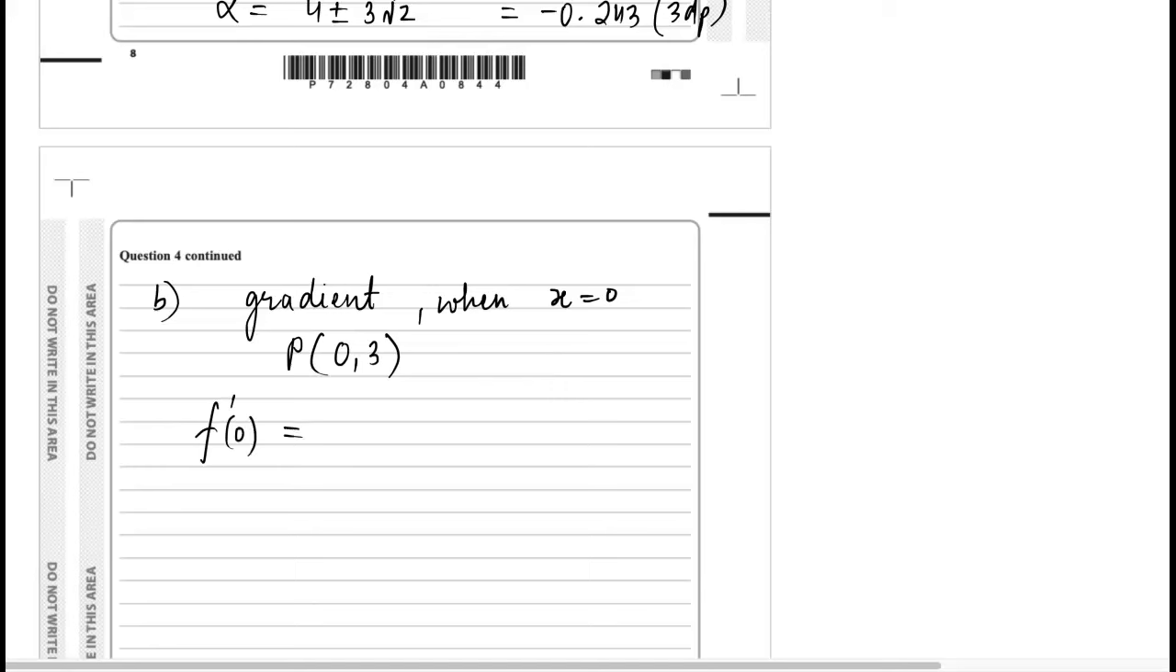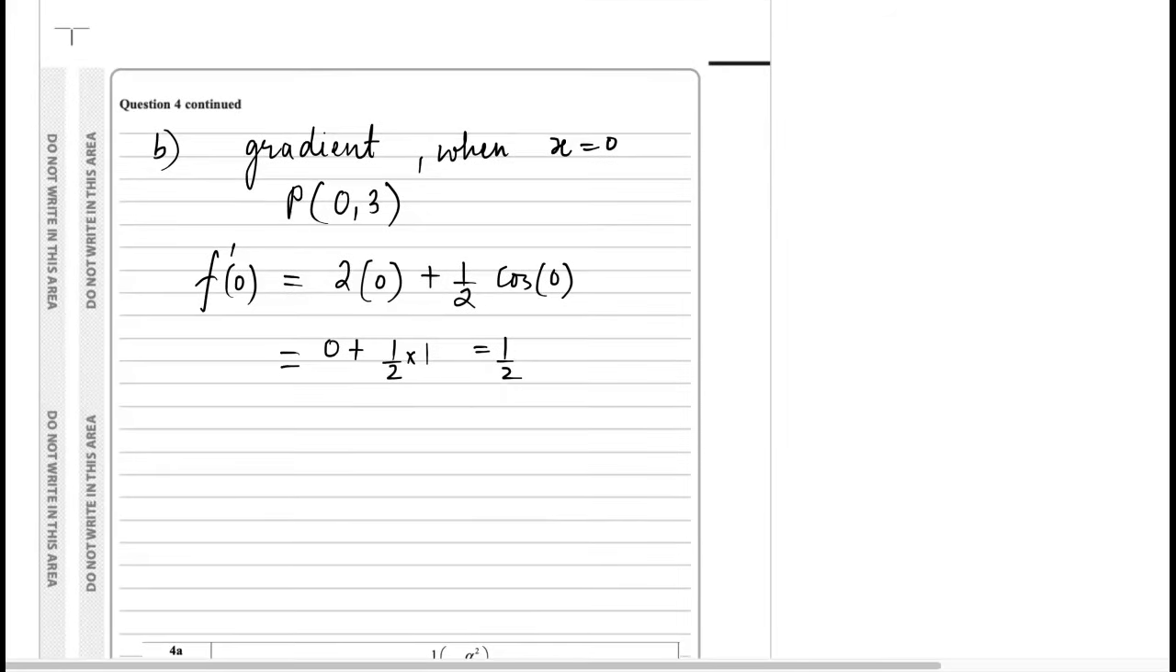F dash 0 is going to be 2, just substituting 0 in the equation, plus half cos 0. So we're going to get 2 times 0 is 0 itself, 0 plus half, cos 0 is 1, so half times 1 will give us half. That means the gradient is half. Okay, because we know the gradient, the value of m is half and point P is 0,3. You can find the equation of the tangent by using the formula y minus y1 equals m(x minus x1).